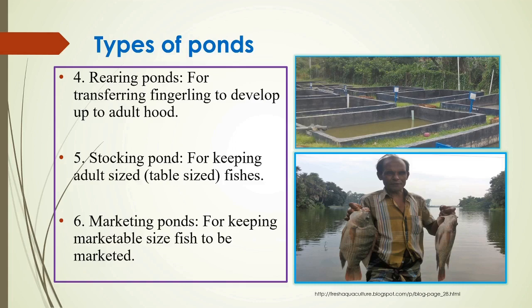The last type of ponds are marketing ponds. Marketing ponds are used for keeping the marketable size fishes until they are transported to market. After 1 year, the fishes attain the size of 1 to 1.5 kg, and these fishes are called marketable fishes. They are harvested by using the gill nets.